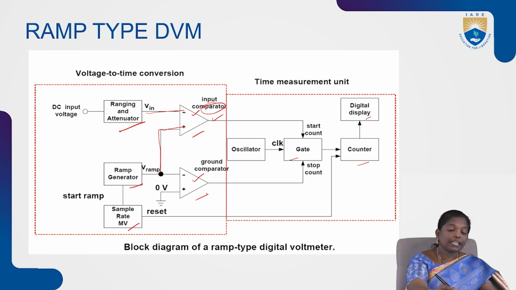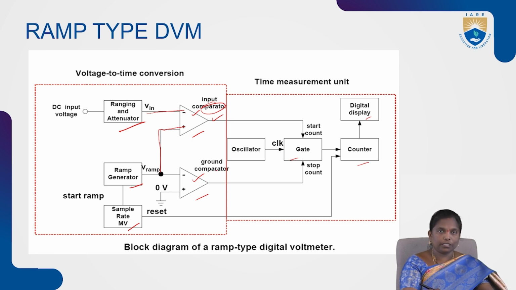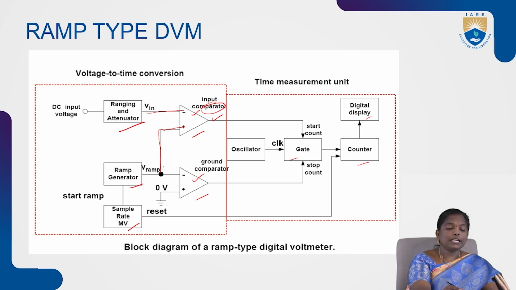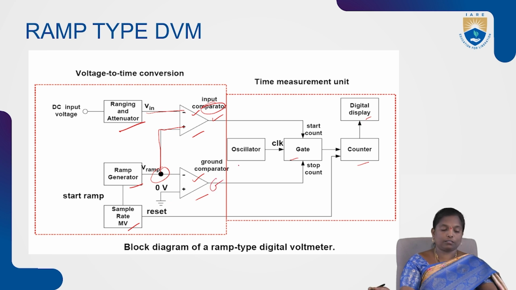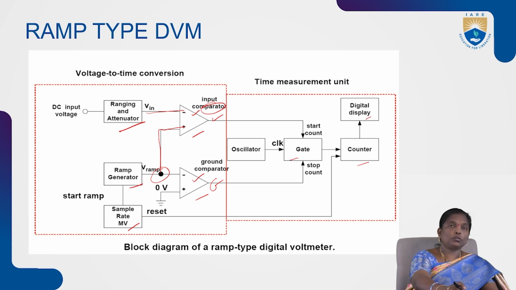Similarly, the second comparator is the ground comparator. This ground comparator compares two signals: one is the input ramp signal, and the other one is the ground. Whenever our ramp signal is equal to 0 volts, then the ground comparator starts working. These are the two main blocks present in the ramp type of DVM.